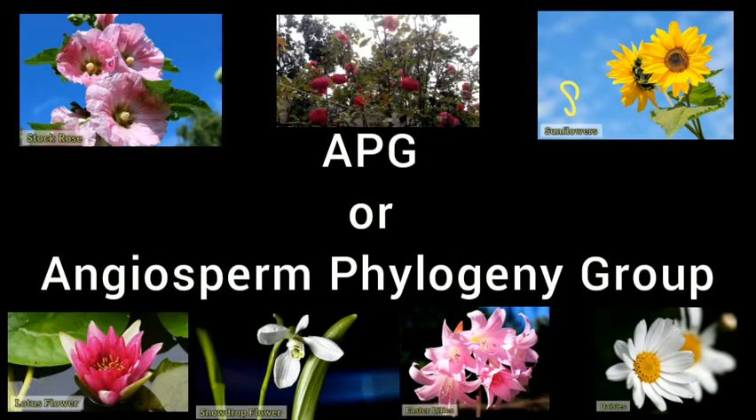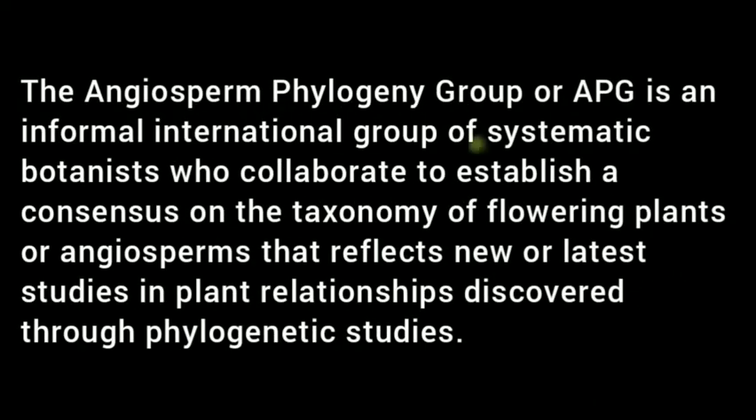APG, or Angiosperm Phylogeny Group. The Angiosperm Phylogeny Group, or APG, is an informal international group of systematic botanists who collaborate to establish a consensus on the taxonomy of flowering plants, or angiosperms, that reflects new or latest studies in plant relationships discovered through phylogenetic studies.